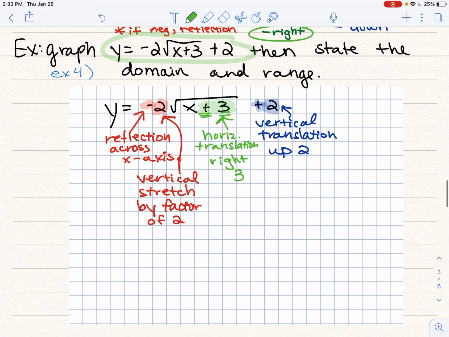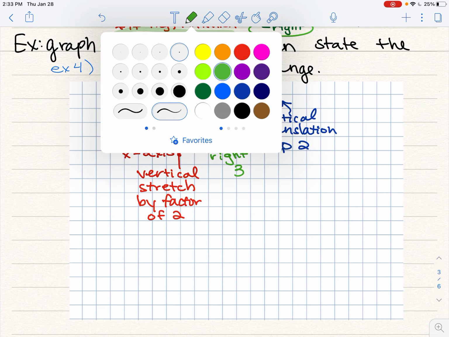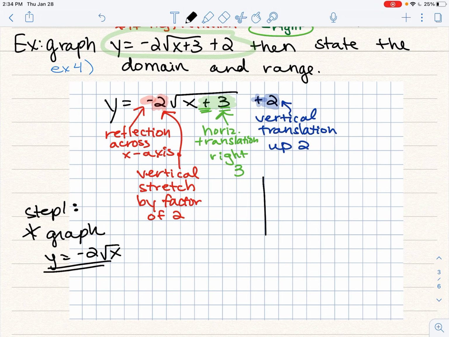So let's go ahead and graph it, okay? We're going to graph the parent function and whatever is being multiplied in front. So here's the thing. Step 1, you're going to graph y equals -2 the root of x. Don't worry about the 3 and the 2, the translations, first. First, we're going to graph this. So here we go.